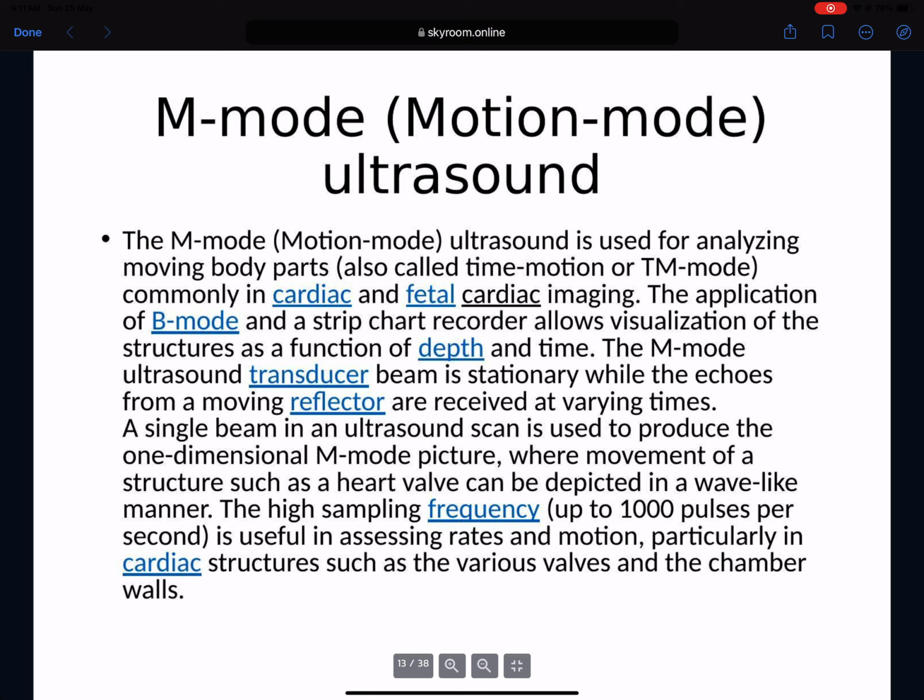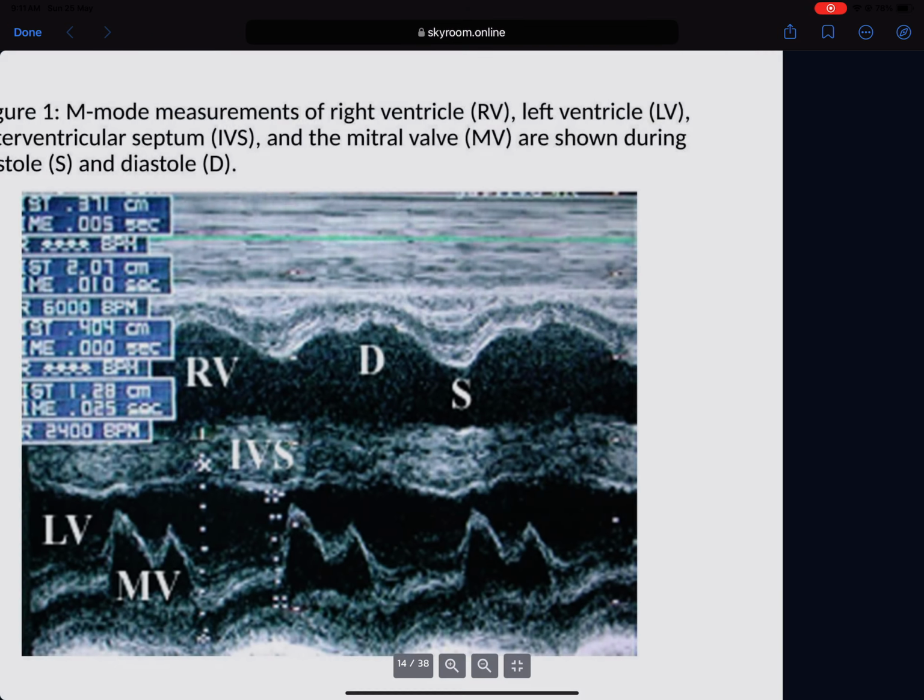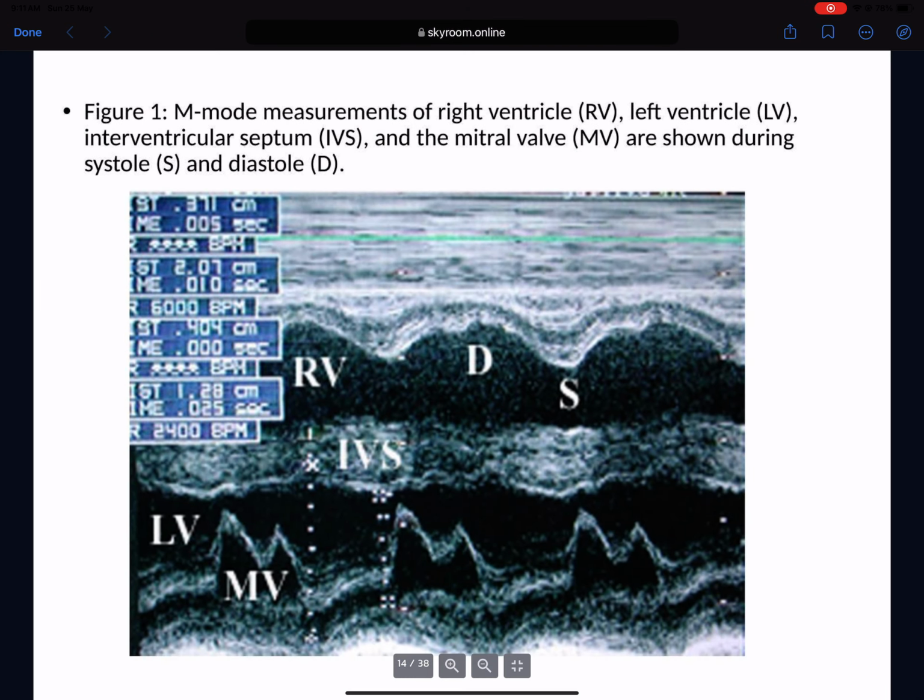I wrote in these slides that a high sampling frequency will be applied in this mode, about 1000 pulses per second, which is much higher than the pulse rate that we use in B mode. And also, by using M mode and real time, as I showed in slide number 14, you can measure the thickness and the diameter of the important valves inside the body.